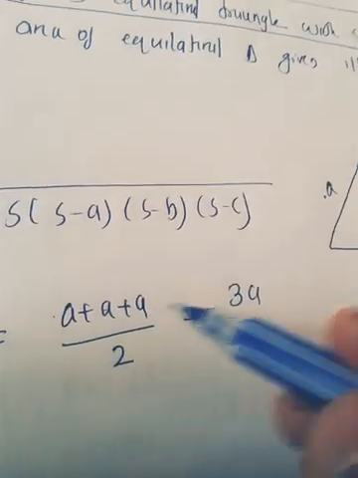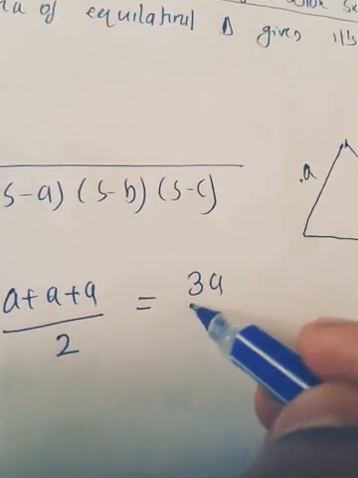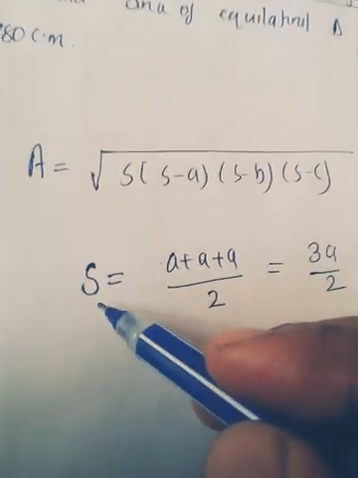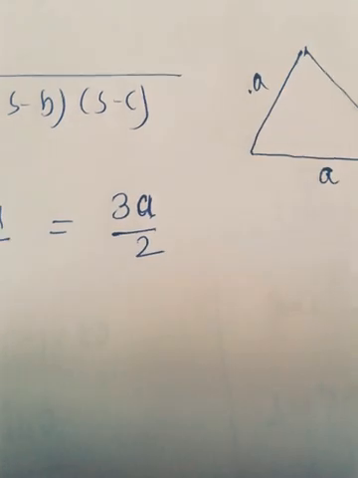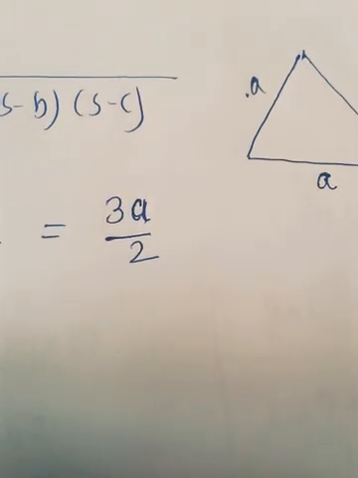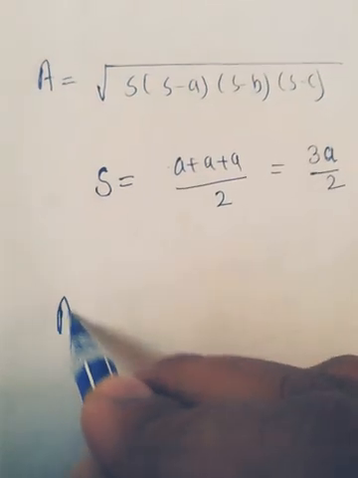A plus A plus A is equal to 3A, divided by 2 as it is. So we got the value of S as 3A by 2. This is not a number. This is in terms of A. No problem. We got the value of S as 3A by 2. Now it's a perfect time to calculate area.